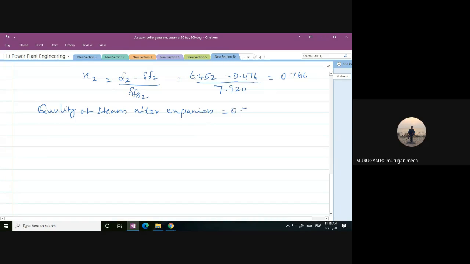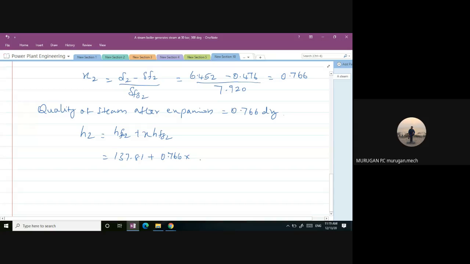Then we have to find out the enthalpy, that is H2 is equal to Hf2 plus X into Hfg2. So 137.81 plus this dryness fraction into the Hfg2 value, that is 2423.8. So that is the H2 value, which is given by 1994.44 kilojoule per kg.